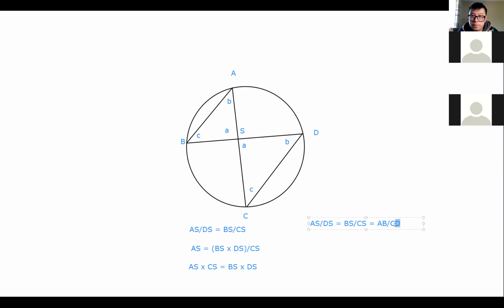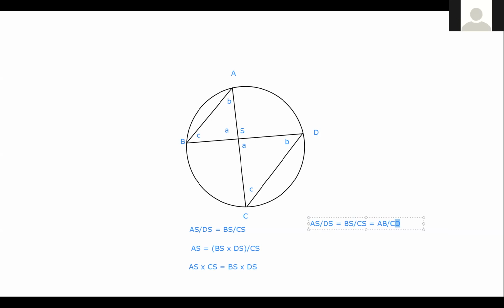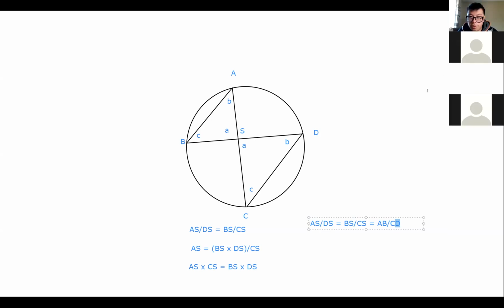Is that clear? Give me a thumbs up if you understand. Okay. And if you're still a bit confused about similar triangles, you can just search it up. It shouldn't be too hard to understand.